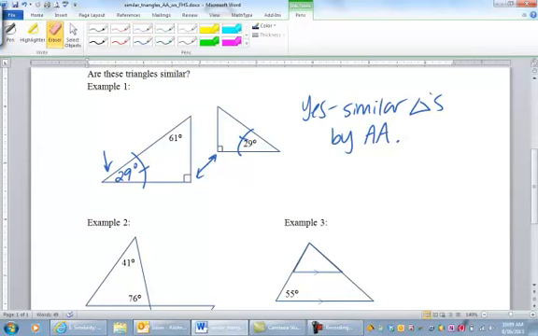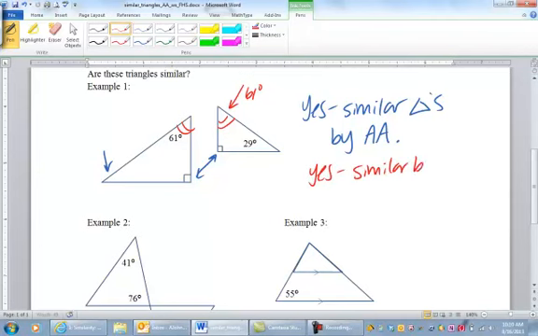Before we move on to the next section, let's say that somebody wanted to look at the small triangle first. Let's say that the person sitting next to you decided to try and find this angle. So maybe they did 180 and subtracted the right angle and subtracted 29. They ended up with 61 right here. And they would have said, well, yeah, the 90-degree angles are equal and these are both 61. So they also are going to say, yes, they're similar by AA.